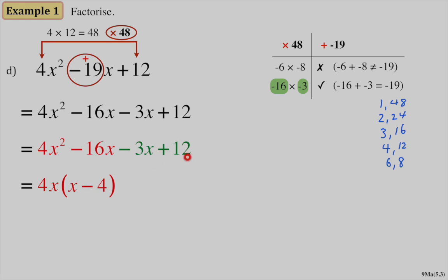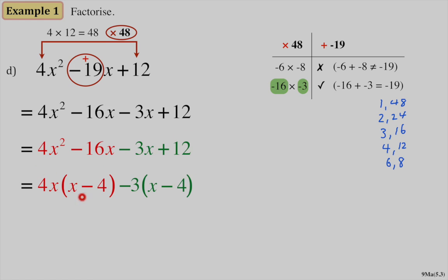Looking at the last two terms, 3 goes into 3, 3 goes into 12. So I'm going to take out minus 3 as a common factor. And if I take out minus 3 as a common factor, I'm left with an x from the first part. But if I take out minus 3, 3 goes into 12 4 times, but I'm taking out a minus. So I'm going to need the second minus to get it back to a plus, because negative 3 times negative 4 gives positive 12.